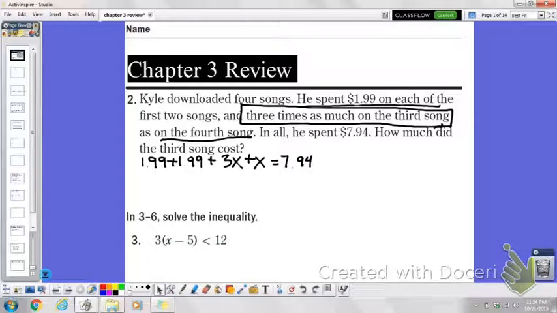Now we just need to solve this problem. We'll combine our like terms. $1.99 plus $1.99 is $3.98. And then 3x plus x is 4x. And that'll be equal to $7.94. Now we'll have to subtract $3.98 from both sides, giving us 4x equal to $3.96.